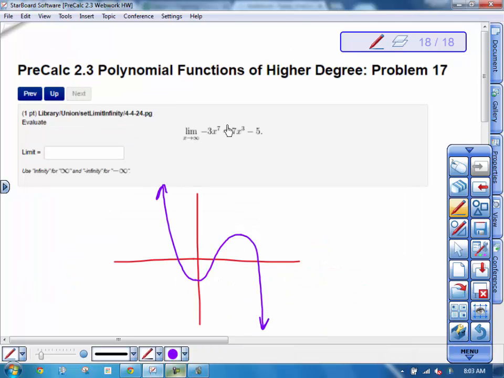But the limit of this function, if you graph it, as x goes to positive infinity, would be negative infinity because the y value goes down to negative infinity.